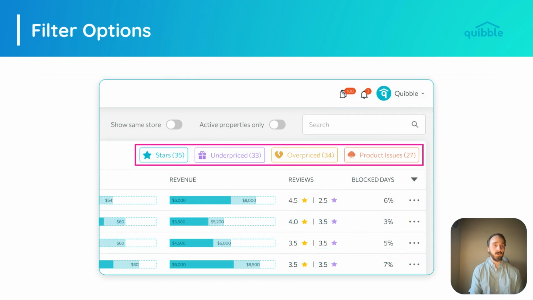Filter options. Quibble categorizes each listing by its performance metric. This is a great way to filter the listings and create a queue. Creating a queue of underperforming properties allows you to work all of those listings with a consistent strategy. The same can be applied to star performers.